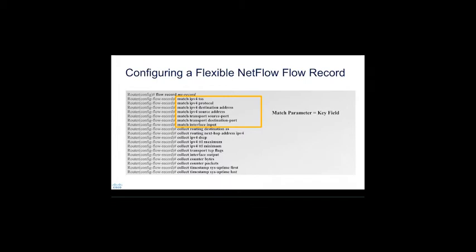So again, you see our 7 key fields, and then you see a number of other collect parameters here: transport flags, the output interface, number of packets, number of bytes, some timestamps, TTL. There's a lot of information that can be gathered.